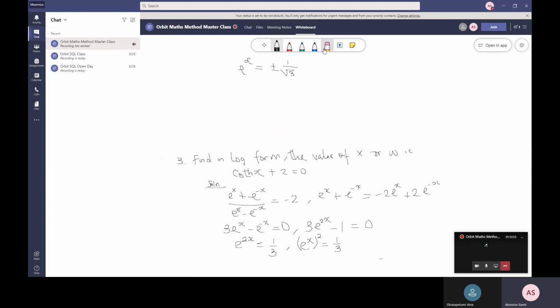So let me just write this one very well. So exponential x is equal to this. Are you with me? I'm not going to consider this negative value. This is only valid for the positive value because I'm going to take ln of both sides, and there's no ln of a negative value.